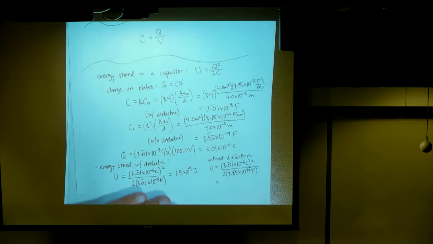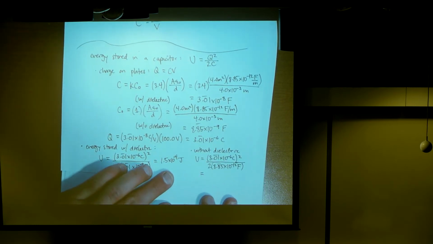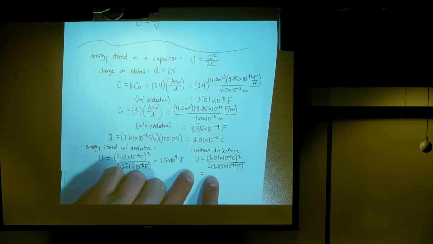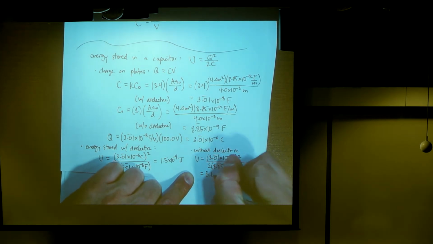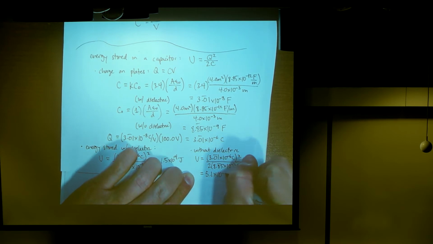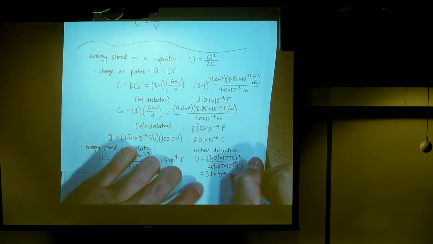1.505. I get something different for that. 5.12 times 10 to the negative 4. Yeah, 5.1 times 10 to the negative 4 joules.